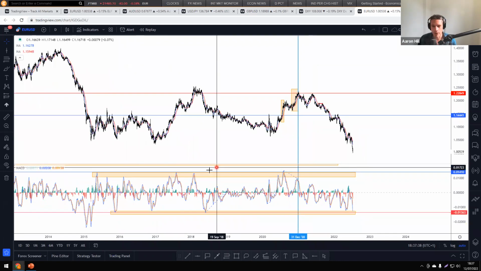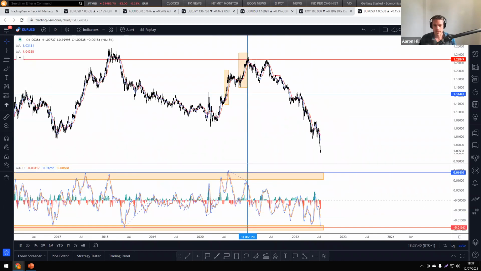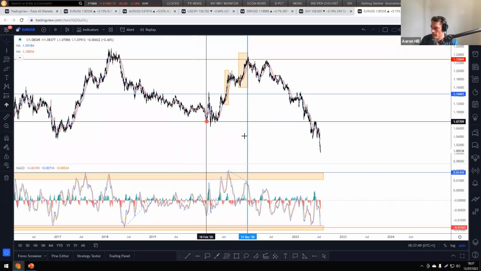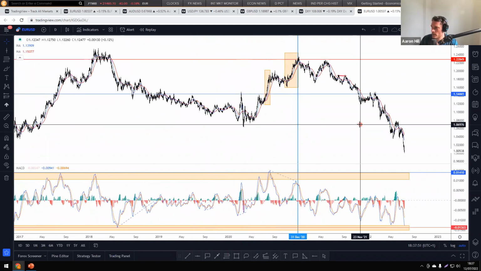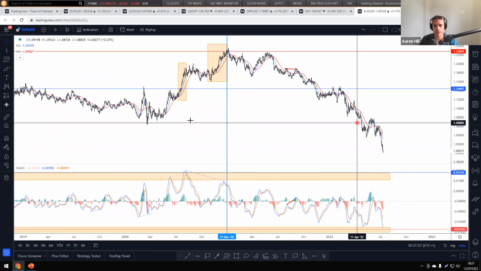Right, finally, we're on to what's known as divergences. Now, this is where things get really interesting. Guys, if there's any questions on what I've shown so far, do ask, because that's what we're here for. We're here to help. So, divergences, right?